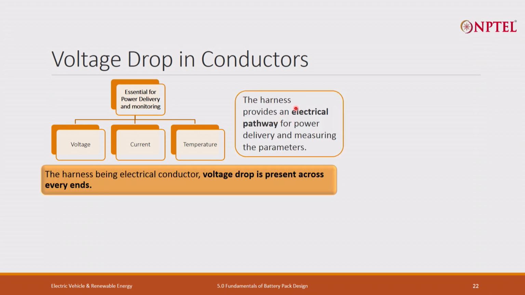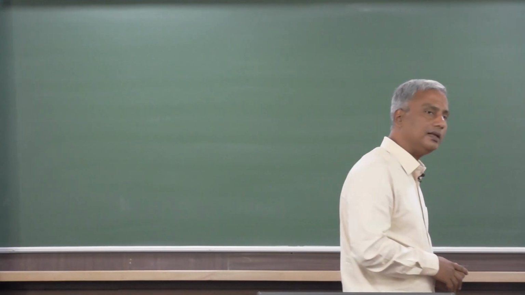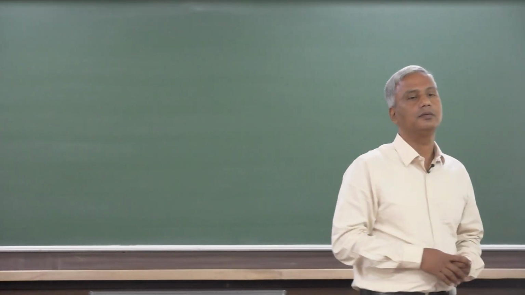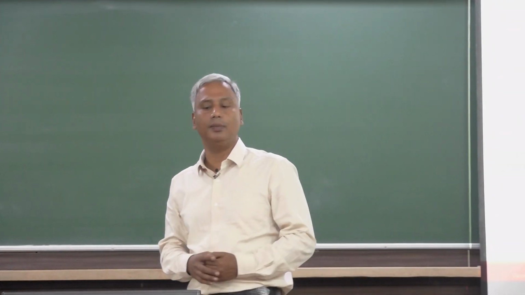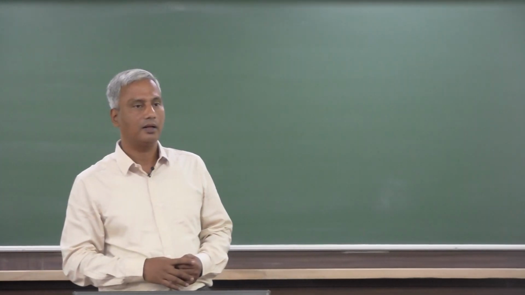So, the harness provides an electrical pathway for power delivery and the measurement of the parameters. Since it is an electrical conductor, there is always a voltage drop, because there is always a resistance, and because of that there is always a voltage drop. But when I say voltage drop, what is the acceptable limit of voltage drop? That becomes important.